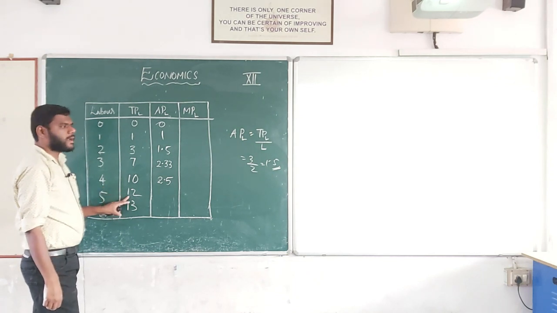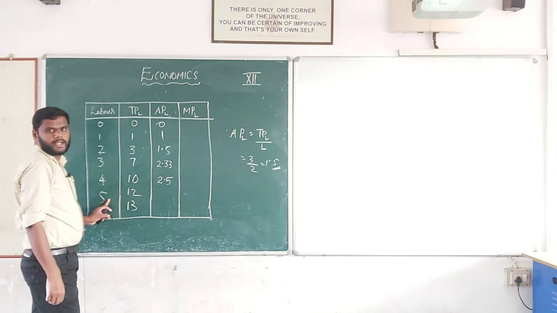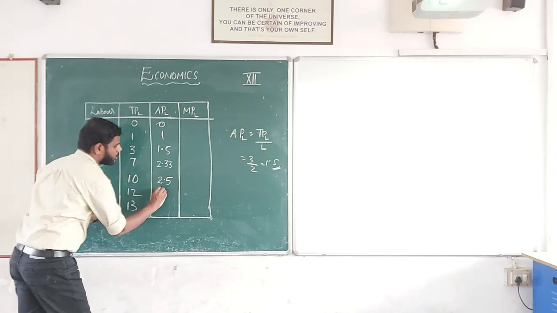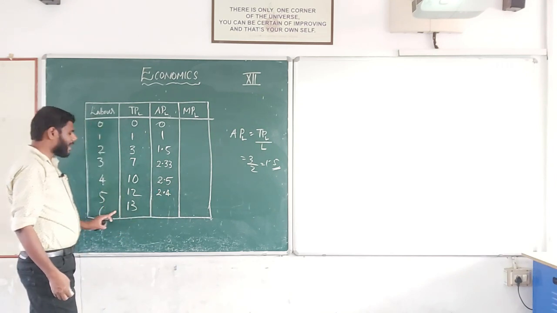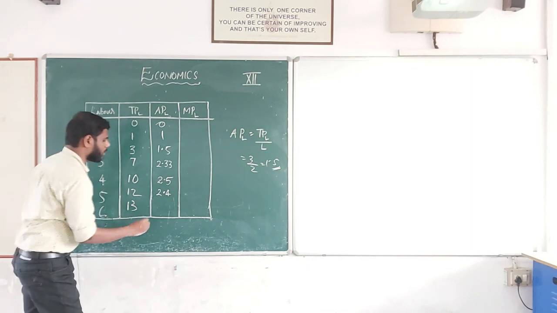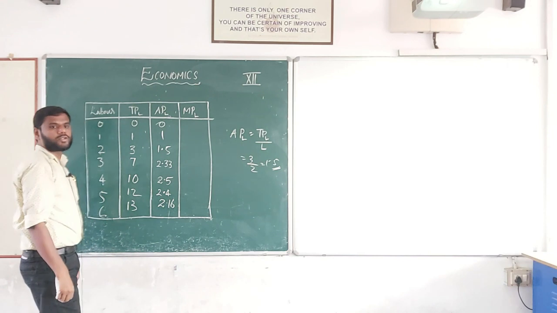Then next one 12 divided by 5, that is equal to 2.4. And the next one is 13 divided by 6, that is equal to 2.16.